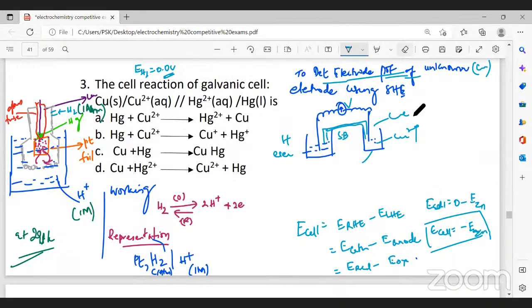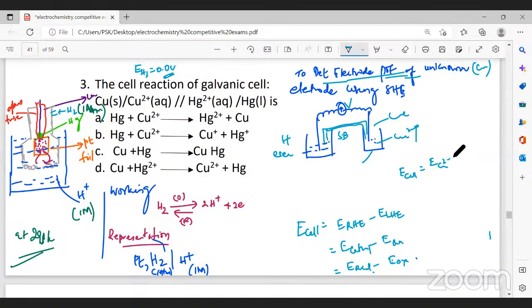But here, we can write E cell will be the electrode potential of copper minus the electrode potential of hydrogen, which will be 0. So it will be positive of copper. You will get a positive value. E cell will be a positive value. In case of zinc, E cell was a negative value. Here you get E cell for copper as a positive value. Did you understand the difference?